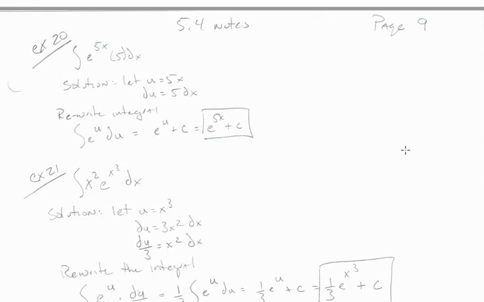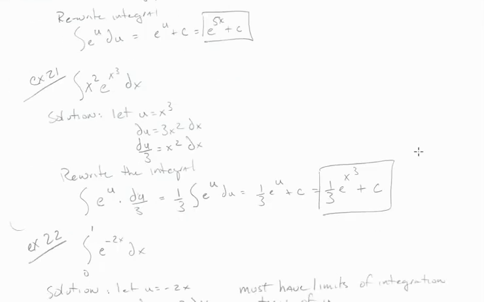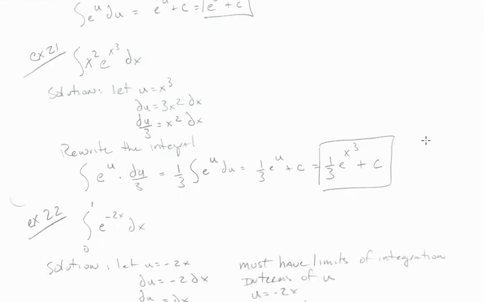Example 20, we have the integral of e to the 5x times 5 dx. u, once again, is the exponent of e, so u is going to be 5x. du is going to be 5 dx, a perfect replacement there. So we can just rewrite the integral as the integral of e to the u du. And the integral of e to the u is e to the u plus c. And we substitute 5x back in for u, so we end up with e to the 5x plus c. Hopefully you guys don't find these too challenging.